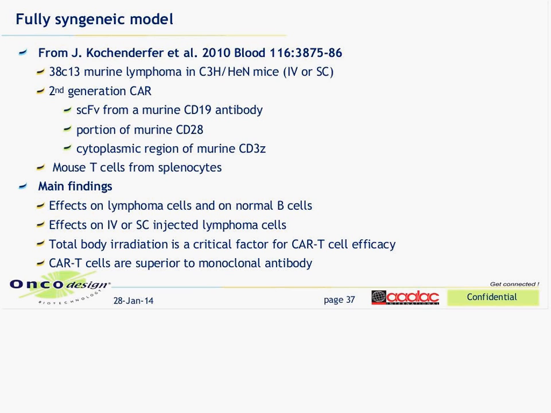And the authors have tested the conditioning of the mice in order to evaluate efficacy of the CAR T cells in whole body irradiated animals or not. And there is really a critical factor to the efficacy of CAR T cells when mice were whole body irradiated. They also have compared the efficacy of monoclonal antibody against CD19 with CAR T cells, and they have demonstrated that CAR T cells are really superior to the monoclonal antibody.